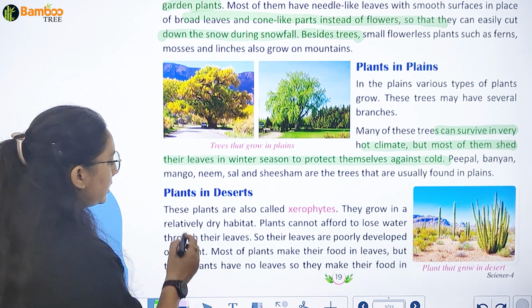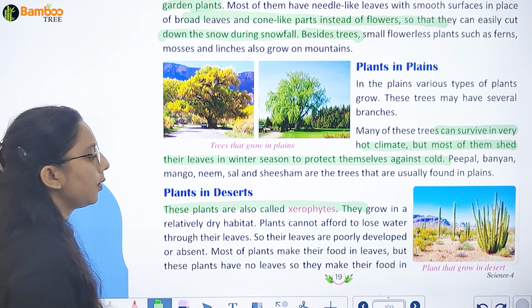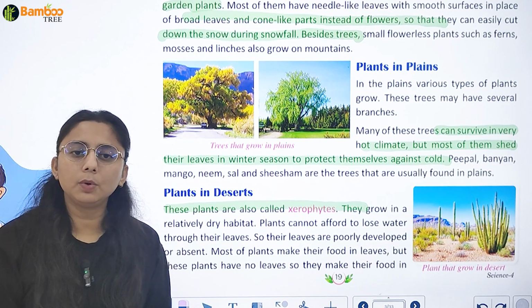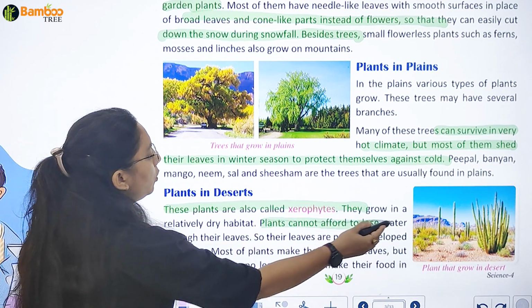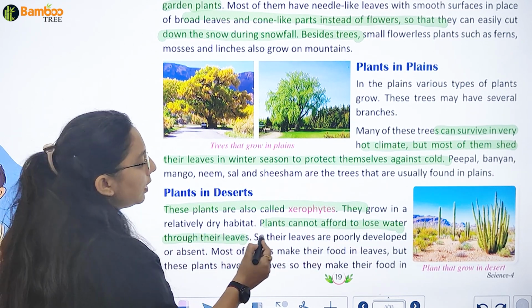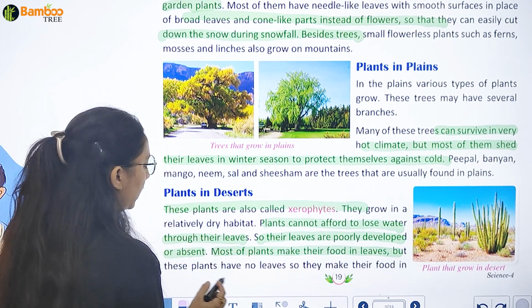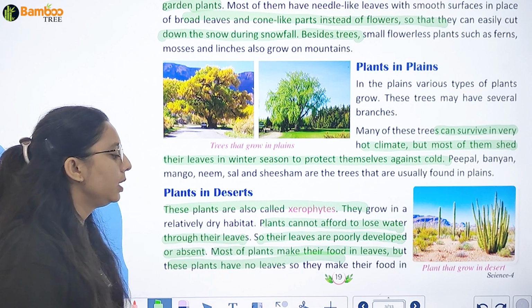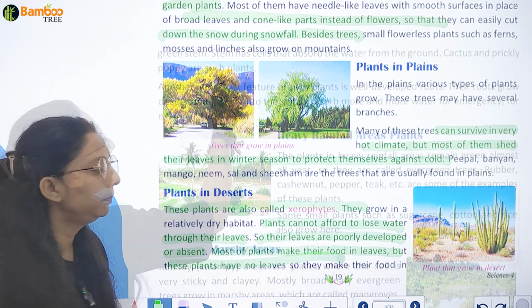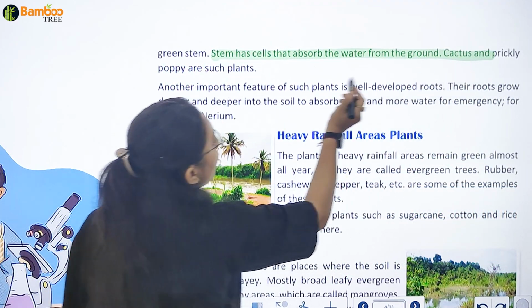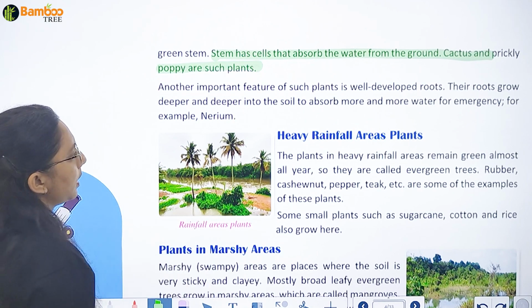Then we have plants in desert. These plants are called xerophytes. They live in dry habitat and plants cannot afford to lose water through their leaves. So leaves are poorly developed or absent. Most of the plants make their food in leaves, but these plants have no leaves. They make their food in the stem, which has cells that absorb water from the ground. Cactus and prickly poppy are such plants.